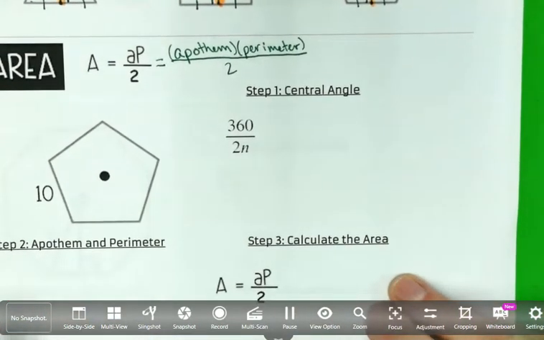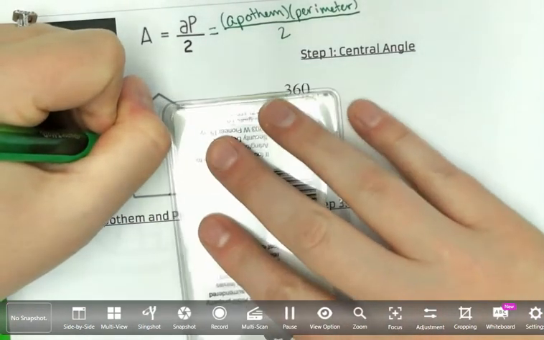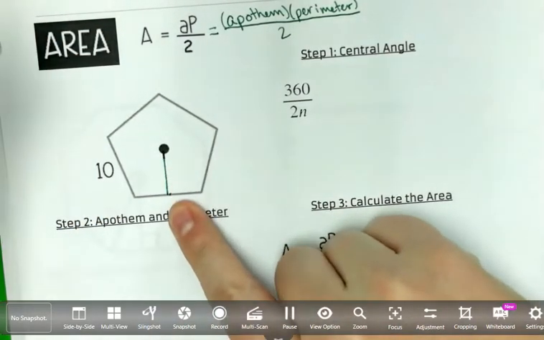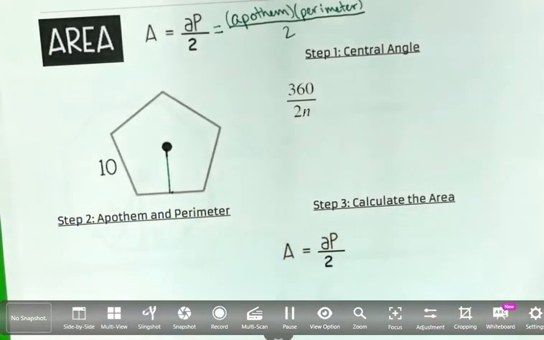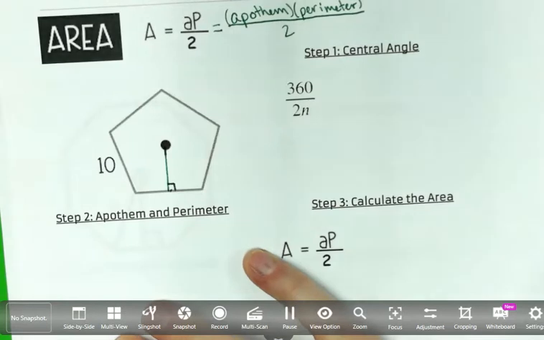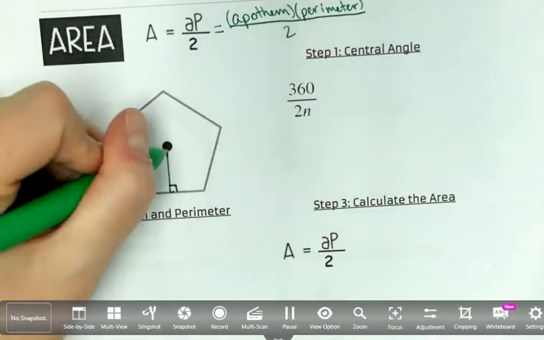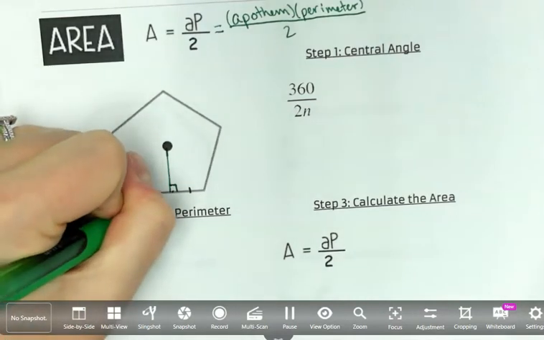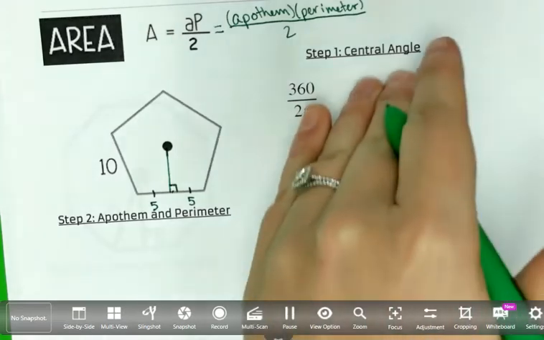So we're going to start just by drawing in our apothem. We are going to connect this to the center of one of our sides, and then remember that this is at a right angle. Okay? And another thing you will know is these two sides are congruent, right? So if one side is 10 units long, each of these is going to be 5. All right, and then this says step 1, solve for the central angle.